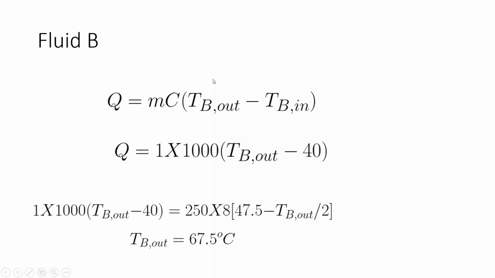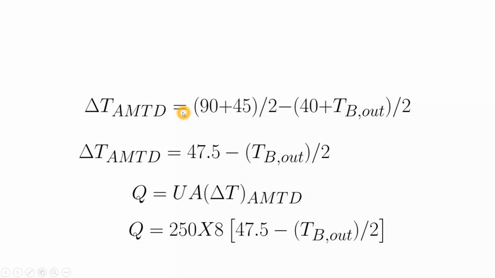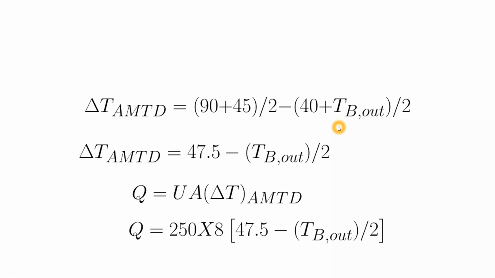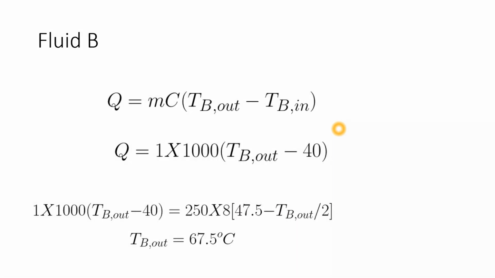For fluid B, you know very well, we will write Q is equal to m CPB times (TB out minus TB in). This is the simple formula. They have given the mass flow rate of fluid B as 1 kg per second, and CPB as 1000 joule per kg Kelvin. I have just put these values here.